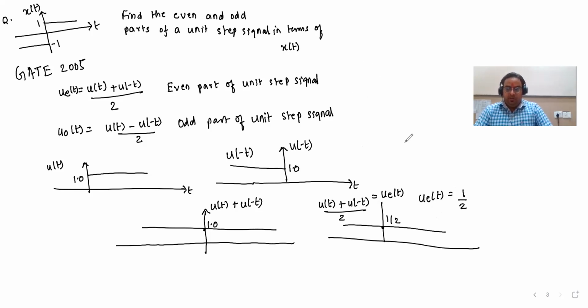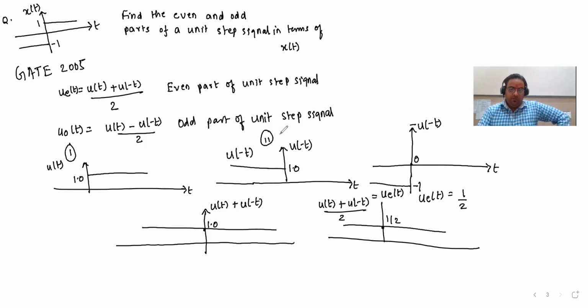Now let us try to calculate the odd part of the signal. For the odd part of the unit step signal, we already have u of minus t, and we have to take the negative of u of minus t. Here it will be like this. Here it is minus 1. This is 0, and we have time varying here. This is the first waveform, this is the second waveform, and this is the third waveform.